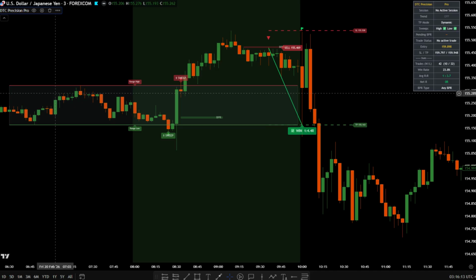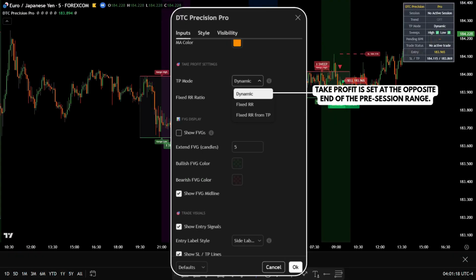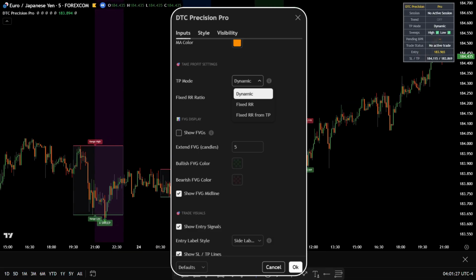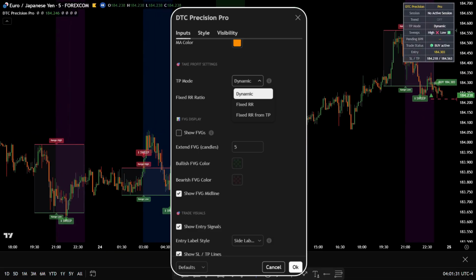This gives you natural, market structure-based targets. The range levels are where liquidity sits on the other side. Price is drawn to those levels. Your stop loss stays at the sweep extreme.